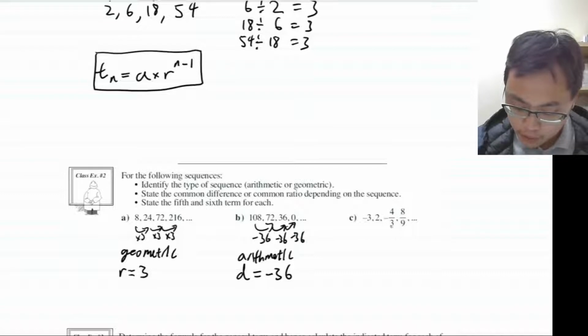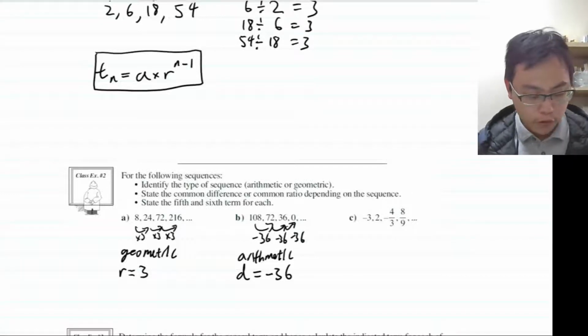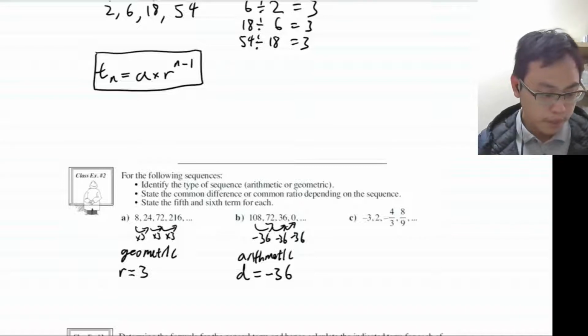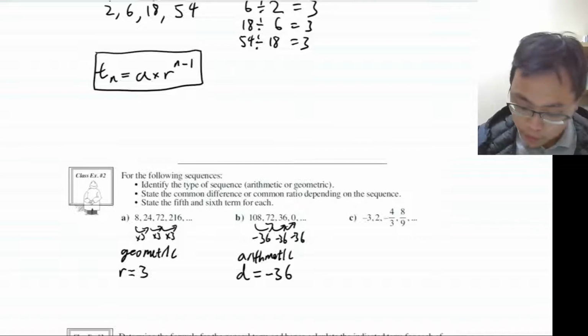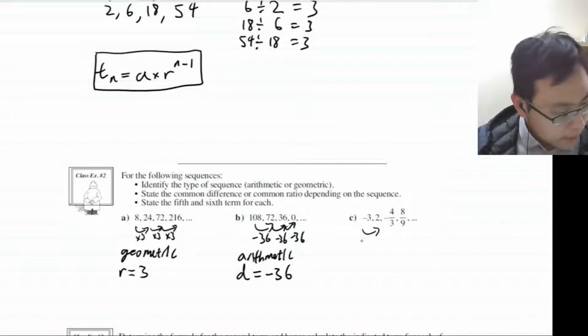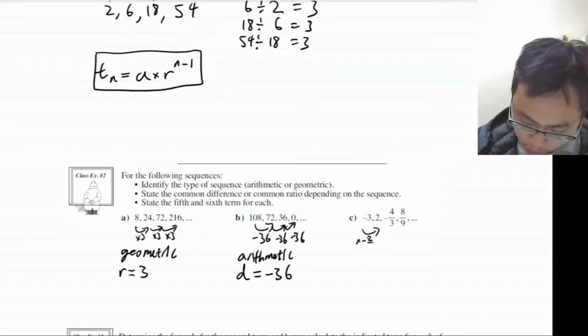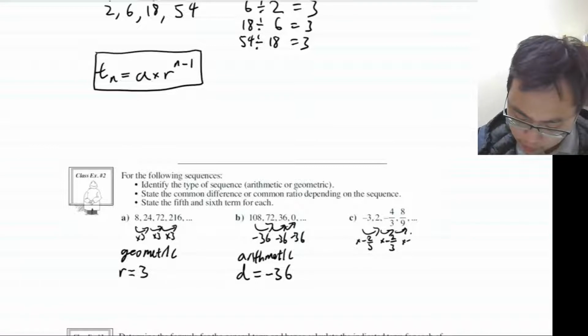And let's have a look at the next one. If I do negative 4 over 3 and I want to divide that by 2, I would get negative 2/3 as well. So I can see over here, this is going to be times negative 2 over 3. And from here to here is also times negative 2 over 3. And from here to here is also times negative 2 over 3.